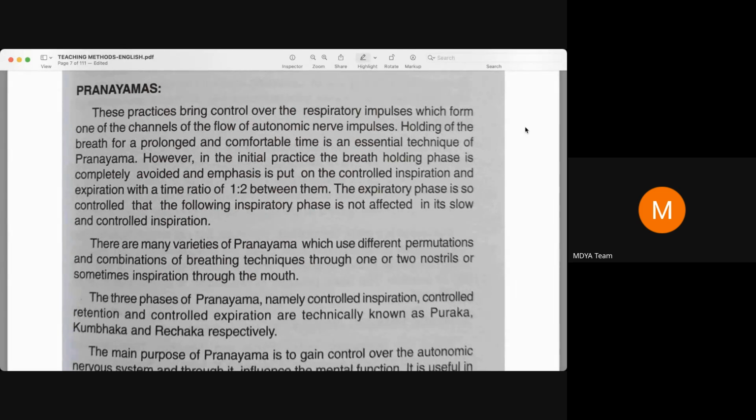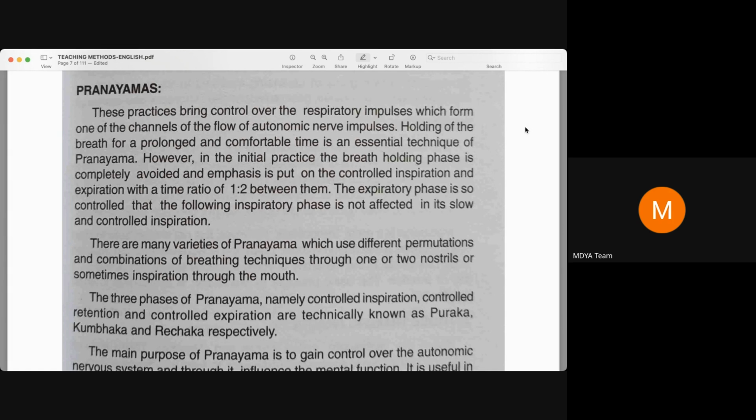Emphasis is put on the controlled inspiration or inhalation, and expiration or exhalation, with a time ratio starting at 1 is to 1, then 1 is to 2 between them. Like if inhalation is 5 seconds, exhalation you do in 10 seconds. And initially 5 seconds inhalation, 5 seconds exhalation, 1 is to 1. The expiratory phase is so controlled that the following inspiratory phase is not affected in its slow and controlled inspiration.